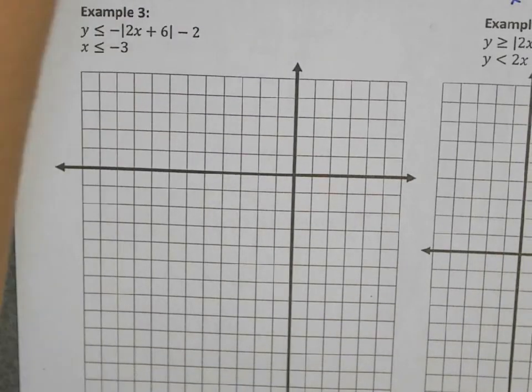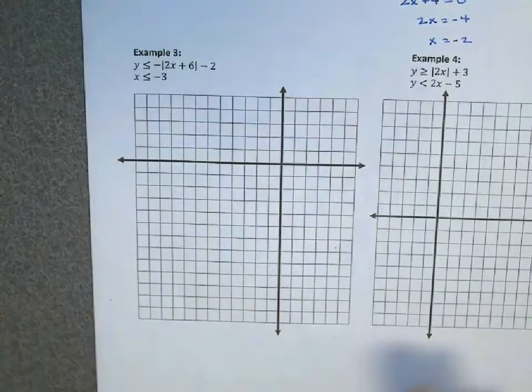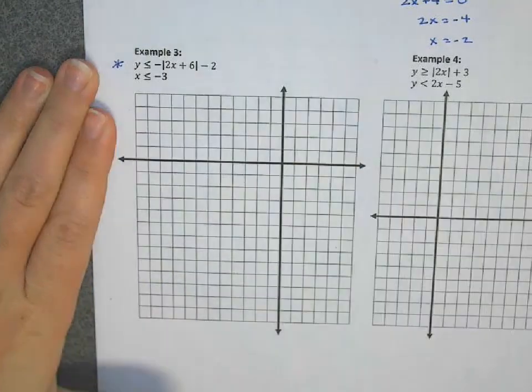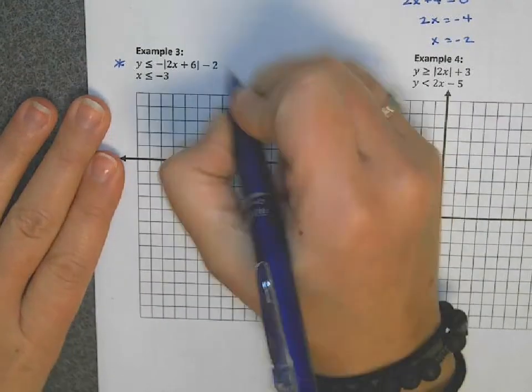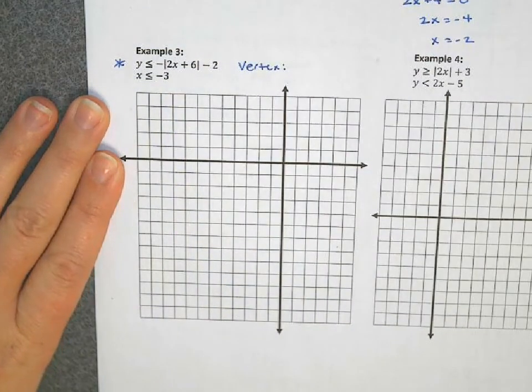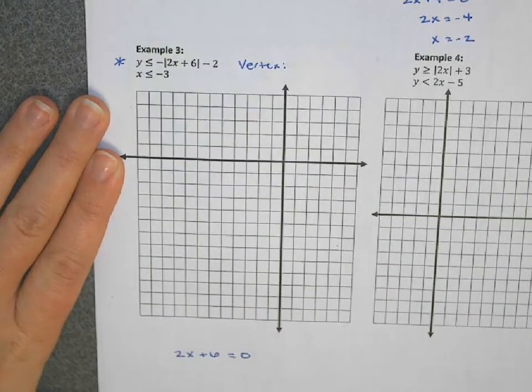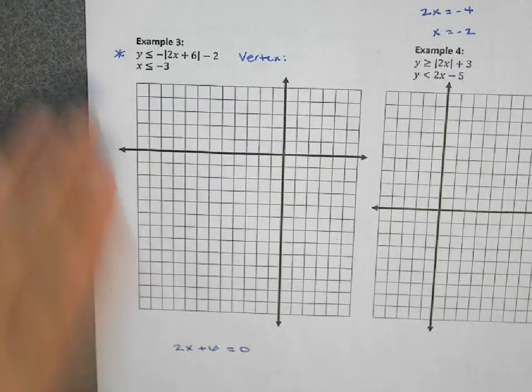We are going to work with this absolute value one first. My vertex, I need to find it. So I'm going to take the inside of those absolute value bars, 2x plus 6, set it equal to 0. What do I get for x? Go ahead and solve that now.